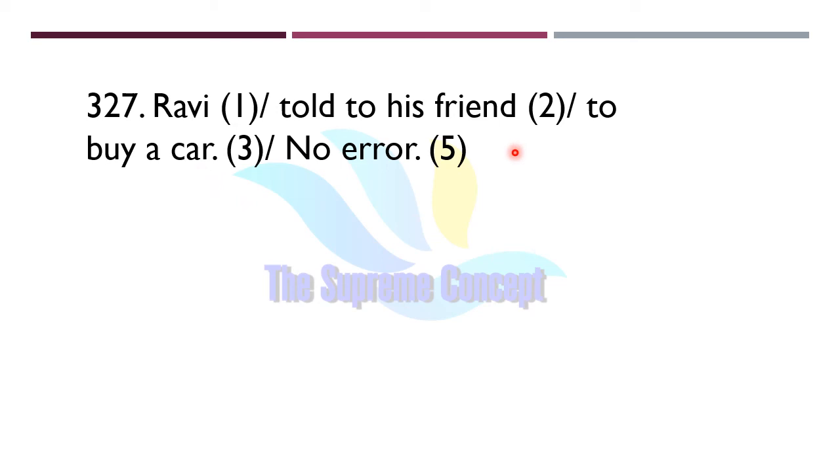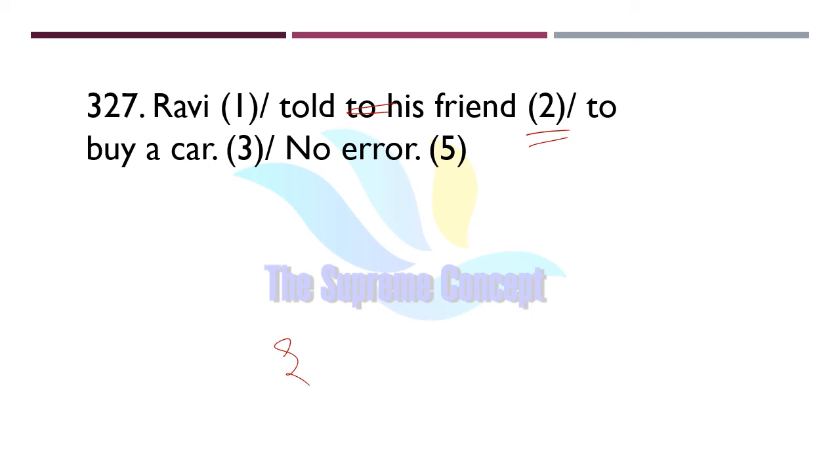Rabi told to his friend to buy a car. Now find out where exactly the error lies in this question. Yes, you're right. Here the error lies in part number 2. After told, we cannot use to here, because the preposition to is not used with told.